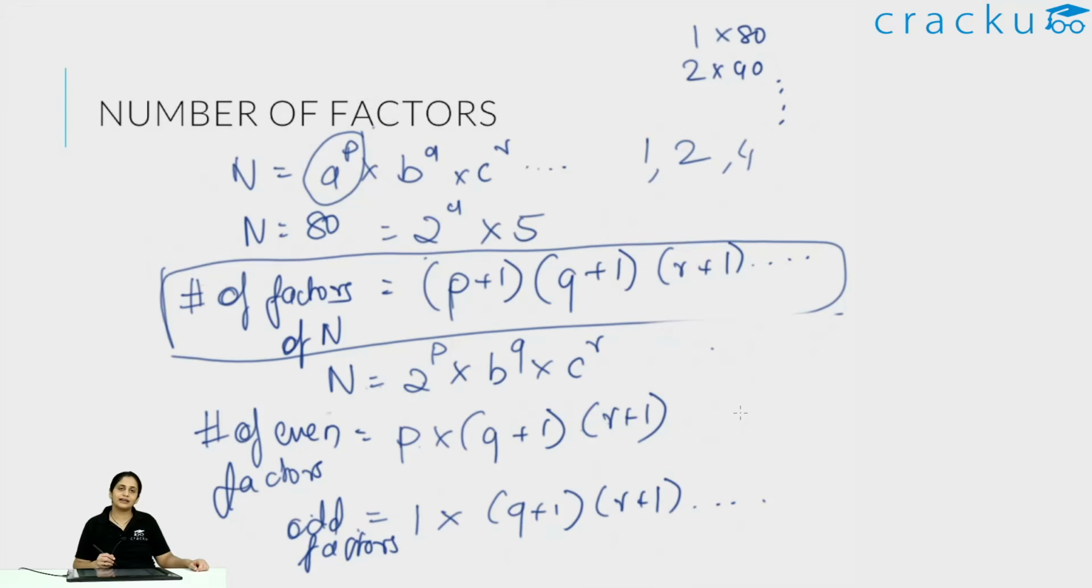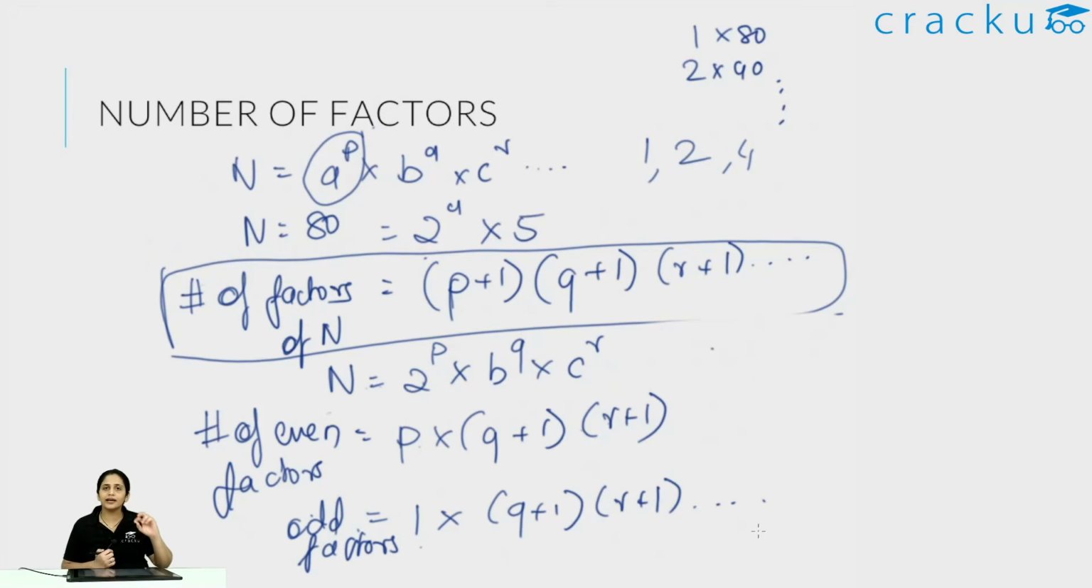Similarly, if I say that it has to be an odd factor, then I can't pick any power of 2 raised to p other than 2 raised to 0. So it becomes 1 into q plus 1, r plus 1 and so on. Just remember this concept that you have to pick powers of each of the prime factors. The number of ways of picking the powers, you have to multiply them together to get the number of factors.